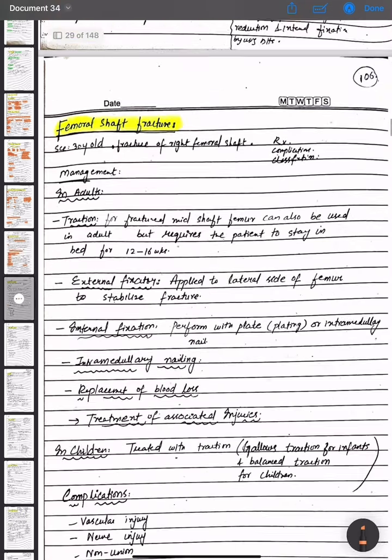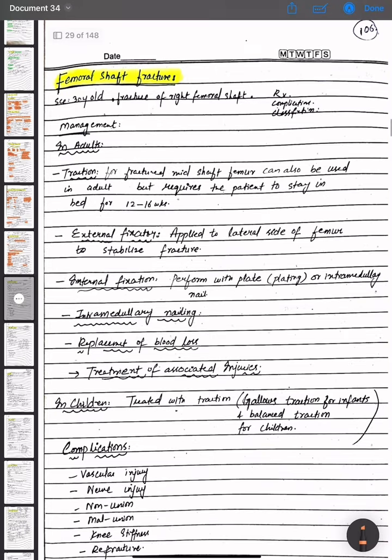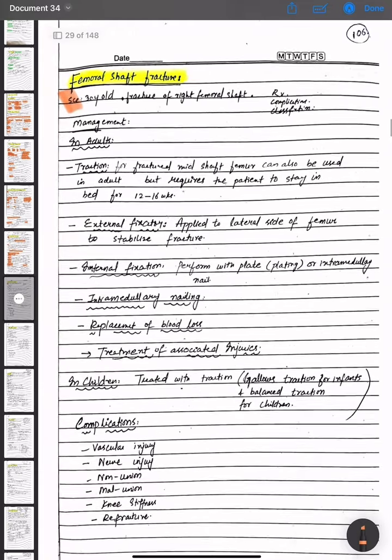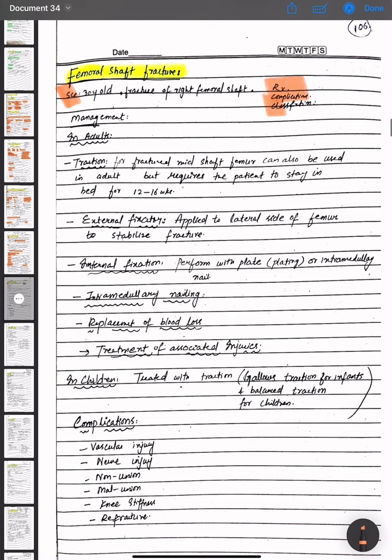Now coming towards the femoral shaft fracture. In this, we have a scenario that there is a 30-year-old patient with fracture of right femoral shaft. So what is the treatment, what are the complications, and what is the classification? First of all, for the management in adults, we will do the traction. Traction for fractured mid shaft femur can also be used in adults, but requires the patient to stay in bed for 12 to 16 weeks. External fixators will be applied to the lateral side of femur to stabilize the fracture.